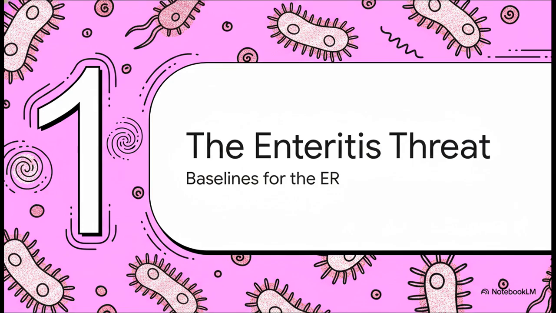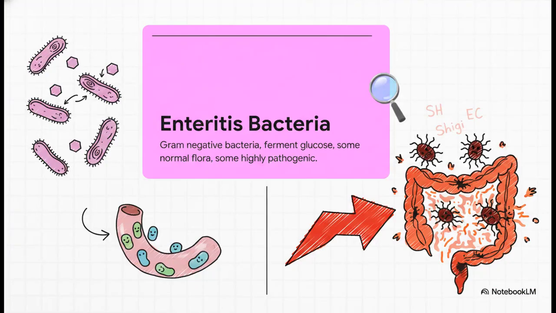Baselines for the ER. Let's establish our biological baseline first. Enteritis-causing bacteria are gram-negative and they ferment glucose. Now, what makes this group so incredibly tricky on the floor is that many are actually just normal flora, living totally harmlessly in the intestines. But specific strains, like Salmonella, Shigella, and certain E. coli, are highly pathogenic. When they breach the system, they wage all-out war on the GI tract, and as a nurse, you're going to see a really rapid deterioration in your patient's baseline.